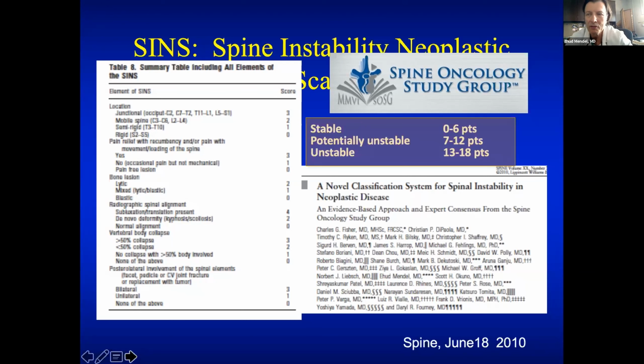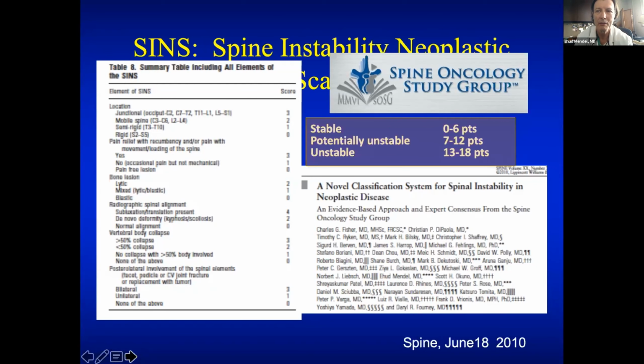That doesn't mean necessarily that patients who have a potentially unstable spine need surgery. This scale has nothing to do with whether a patient needs surgery or not. It purely says whether the spine is stable or unstable. So this classification is not an indication for surgery. And if you look at this table, and I want to spend just a few more minutes on it, you can see what the things are that we put emphasis on.